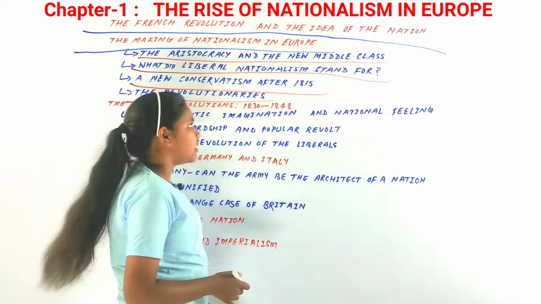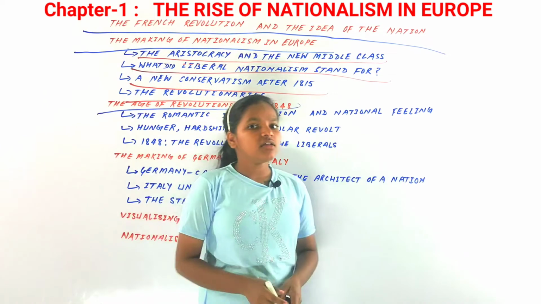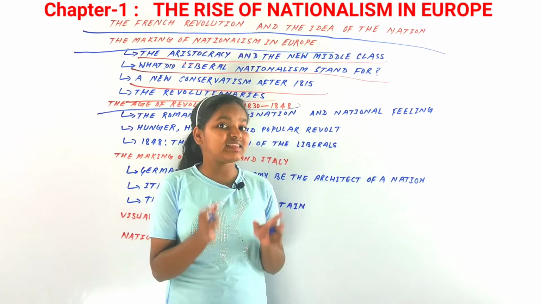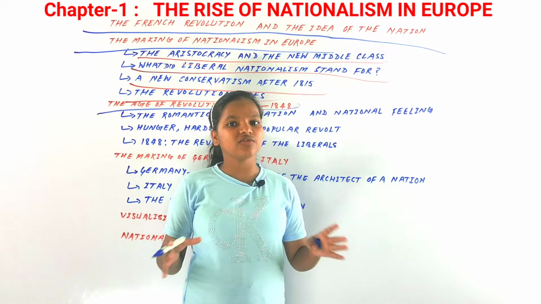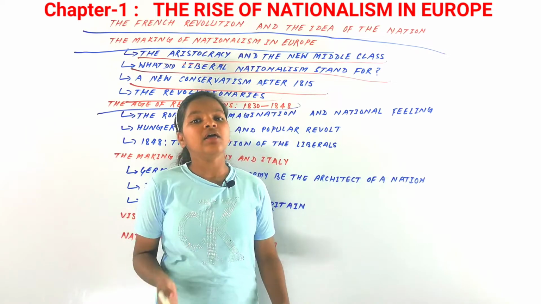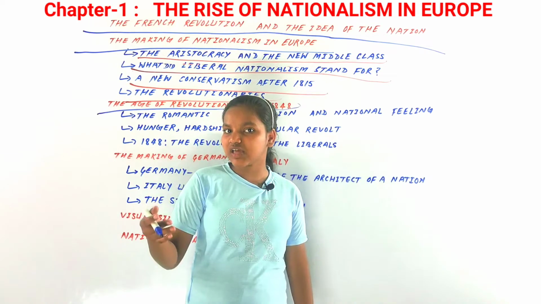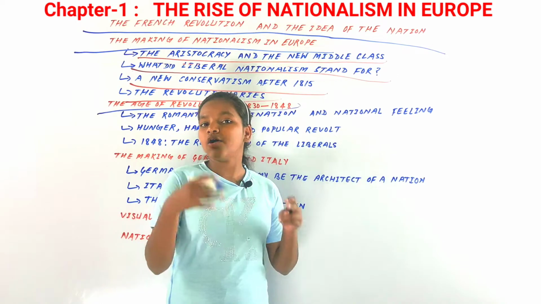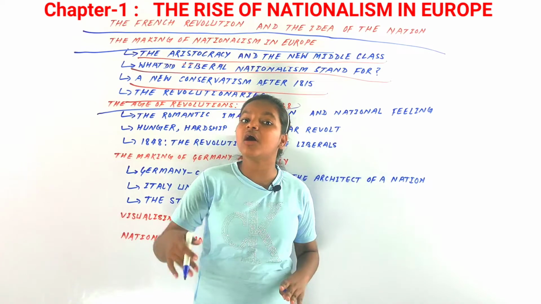Now our next topic is the age of revolutions, 1830 to 1848. In these 18 years, this period was known as the age of revolutions, because there were so many revolutions that took place during that time. Many nationalists and liberalists came together and forced the autocracy to be overthrown. In the Ottoman Empire, in Germany, in France, in Italy, all those revolutionaries were rising up.